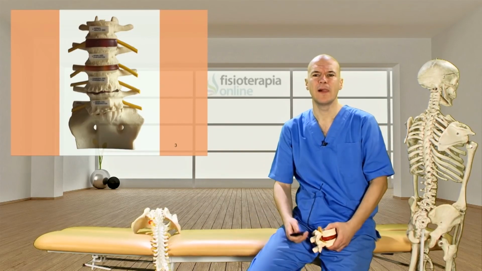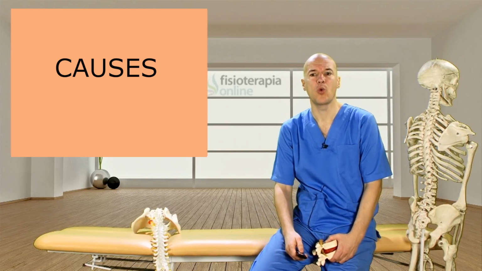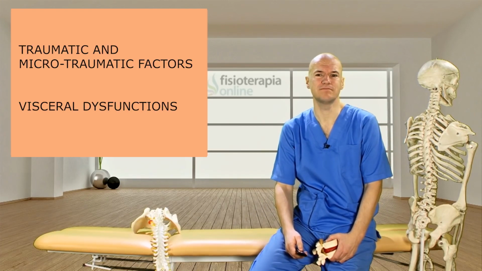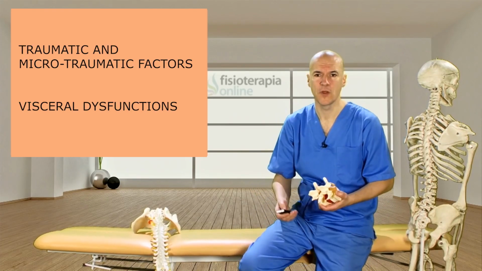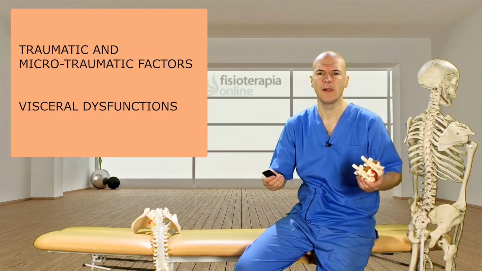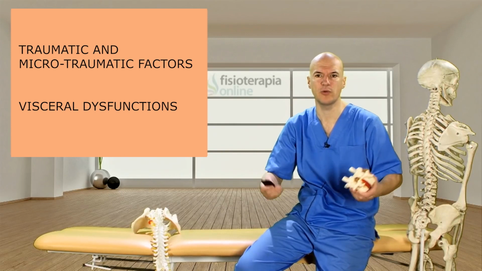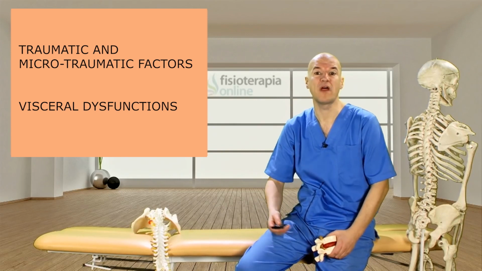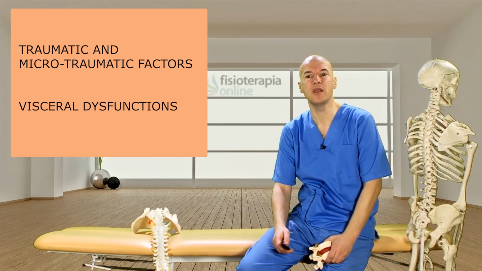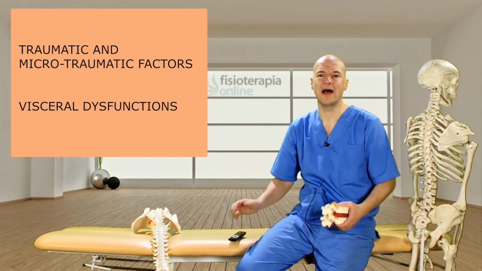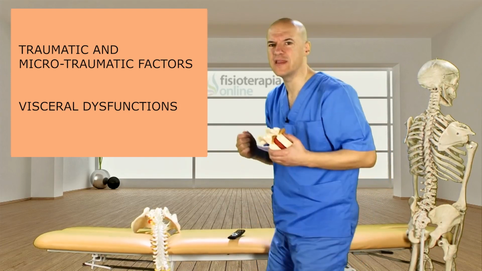What are its causes? Well, the typical causes that we all consider are traumatic factors. One can be, I fell from a height of 2 meters, I hit my butt while skiing, for example, slipped, or a car accident. Then there are microtraumatic factors. Microtraumatic factors relate to those who are standing all day, crouching, lifting weights, lifting heavy weights.